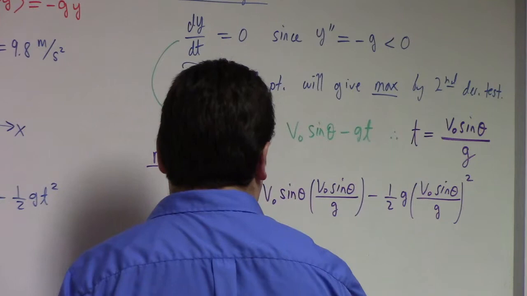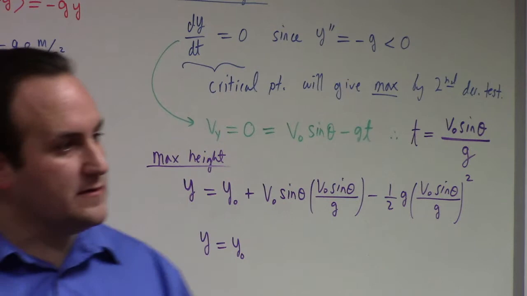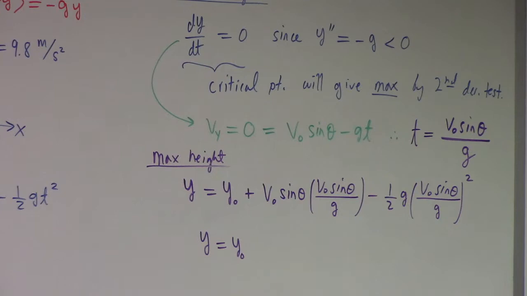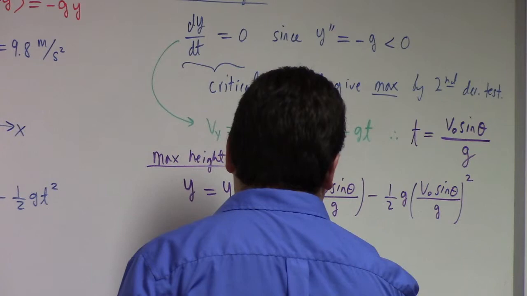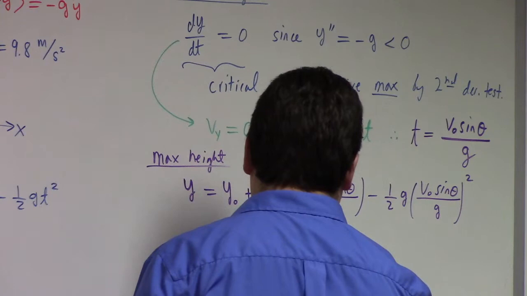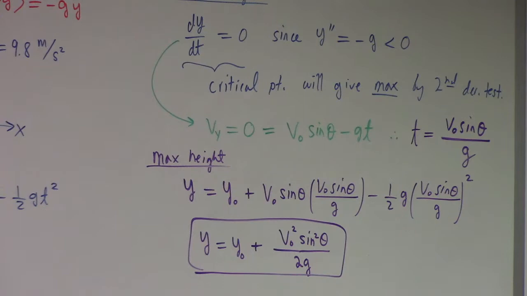If you notice here, we got sine squared theta on both of those terms. The first one I've got g, the second one I've got g over 2. So 1 minus a half is a half. So what I have then is plus v naught squared over 2g, and then times sine squared of theta. There you go. That's the max height: the initial height plus v naught squared sine squared of theta over 2g.